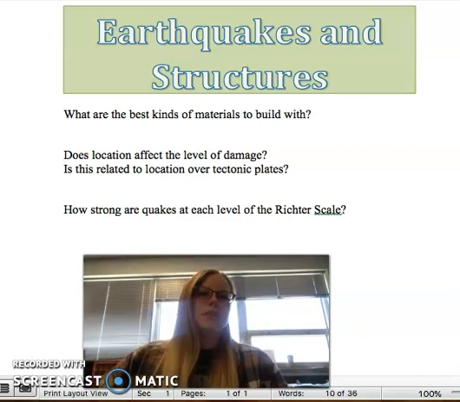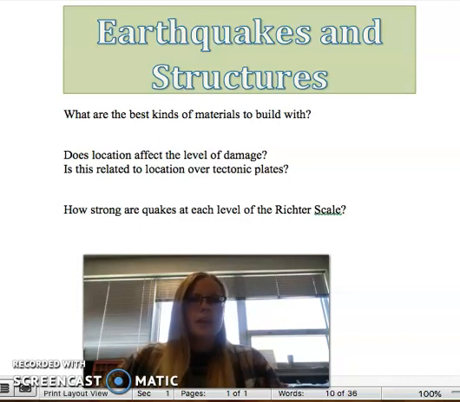So what you guys are going to be doing today is we're gonna do a little graphic organizer, just your simple Venn diagram. And we are going to look at the San Francisco earthquake of 1906 versus the San Francisco earthquake of 1989.